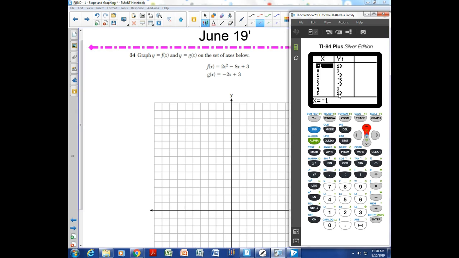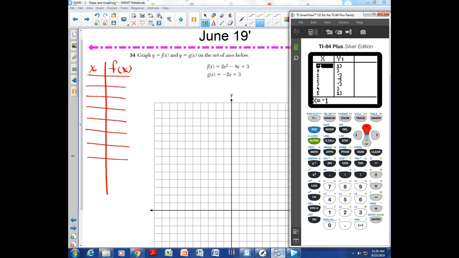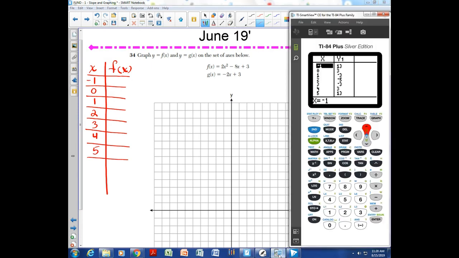So over here on the side of my paper, I'm going to say x and f of x. I'm going to make enough room for 1, 2, 3, 4, 5, 6, 7 points. And again, we're going to go from -1 all the way to 5: -1, 0, 1, 2, 3, 4, 5. And then I'm going to get those points.